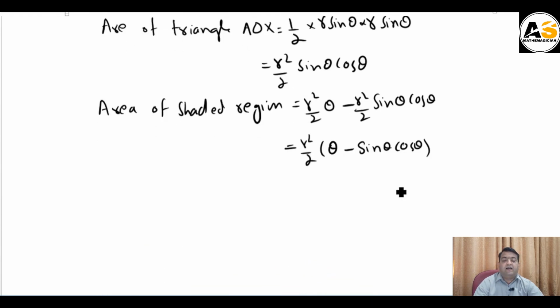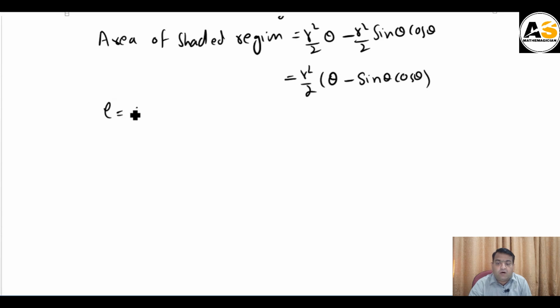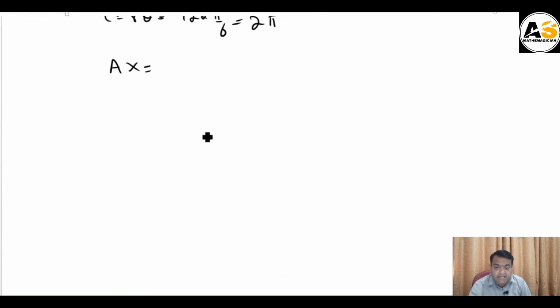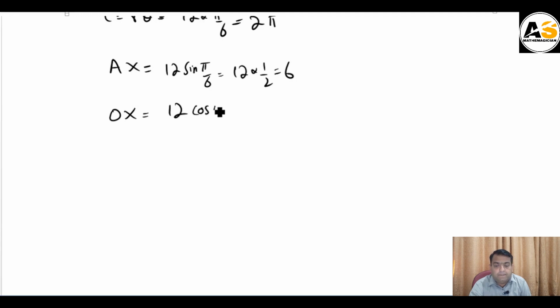First of all, let us find arc length. Arc length L is equal to r theta, which is basically r is 12 and theta is pi by 6. So this will be 2 pi. And AX is equal to r sin theta, and OX is equal to r cos theta. AX is equal to r sin theta, 12 into 1 by 2, which is 6. OX is equal to r cos theta, 6 under root 3.